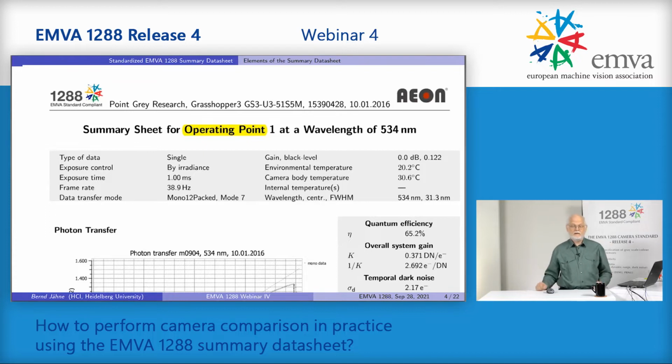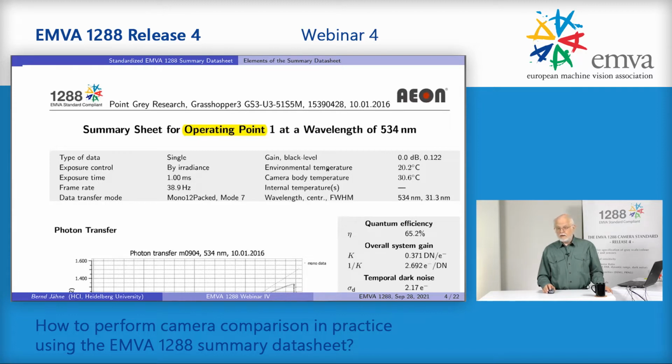For instance, let me give you one example. You might be interested to see how your camera performs in binning mode. And if you do a binning mode, you have, of course, to add this to this table here, because that is a deviation from the standard factory mode.